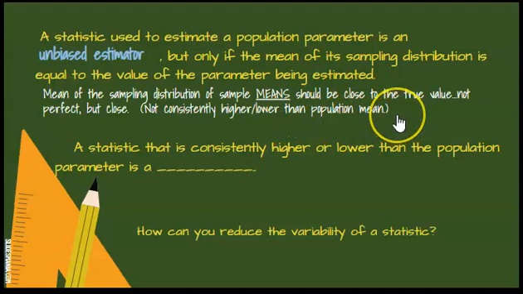meaning it's not consistently higher or lower than the population mean. This doesn't just work for means. It could be proportions. It could be standard deviations also. But we call it unbiased if it's close to what the population parameter actually is.